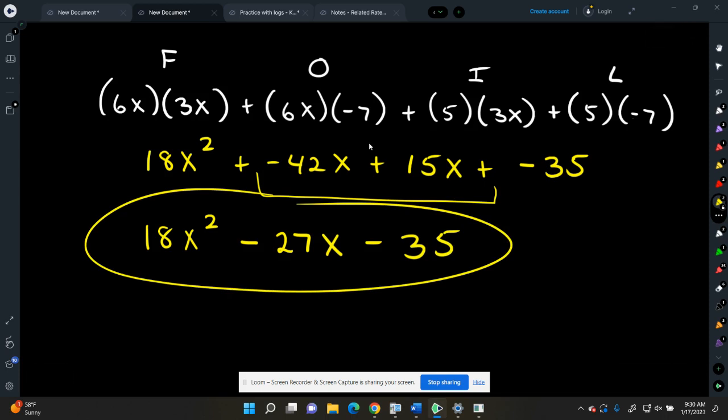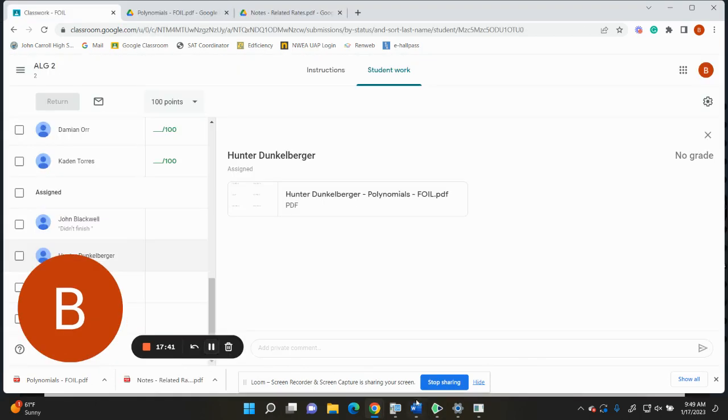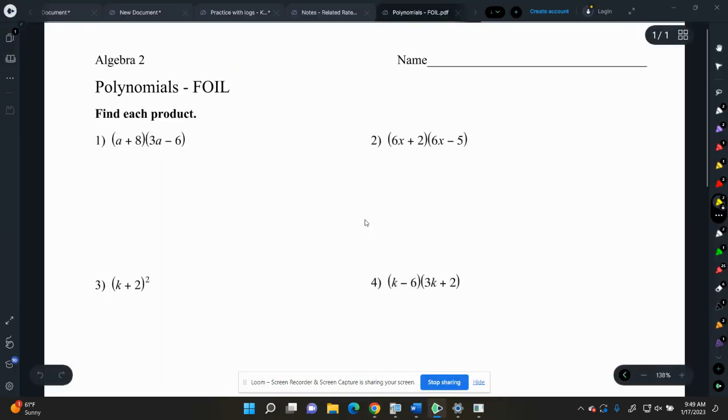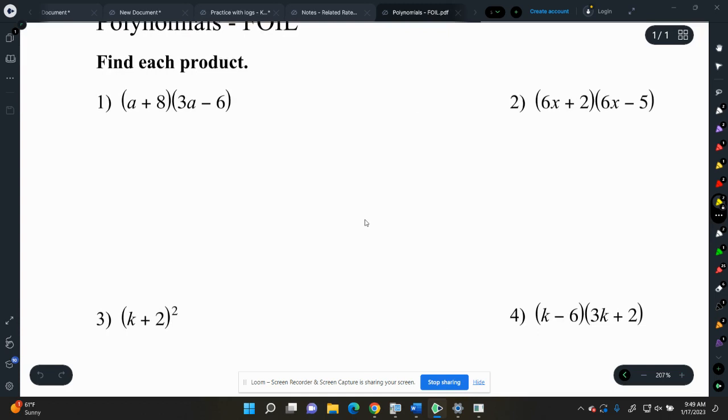Okay, I have a worksheet for you, a classwork worksheet. When you finish this, you're going to upload it to Google Classroom, and then we'll go over it, and then we have homework. Okay. All right, so number 1, right? We're doing first, outer, inner, last. Jakaya, what are we going to get here? Now tell me the process.